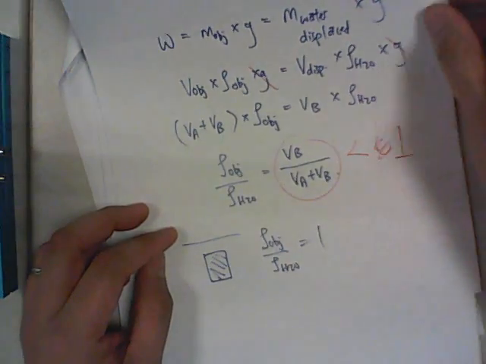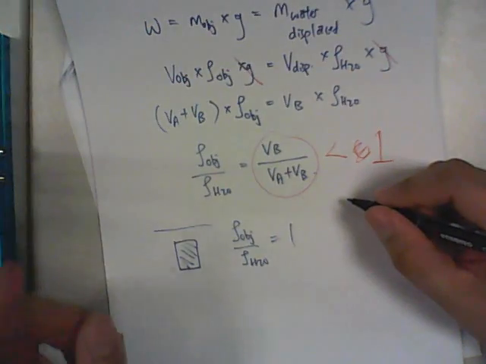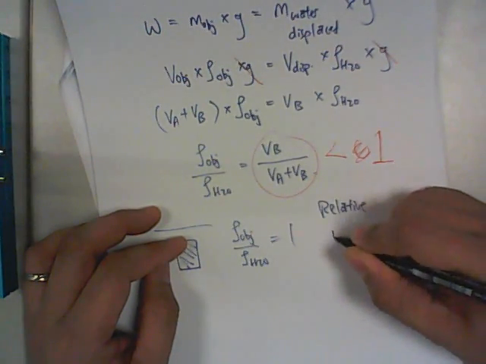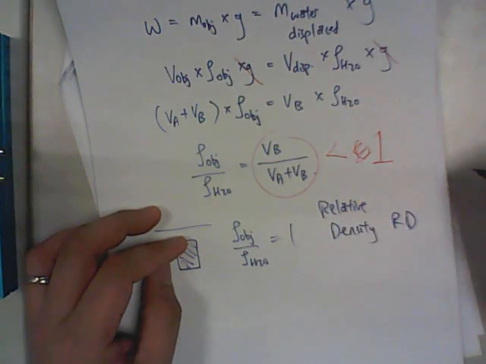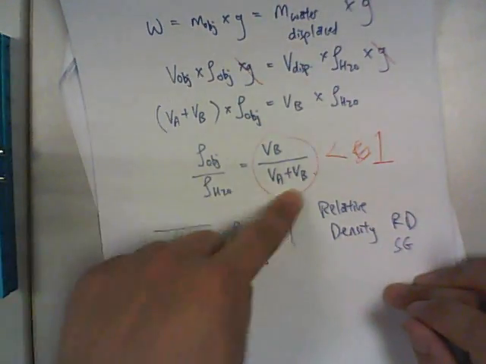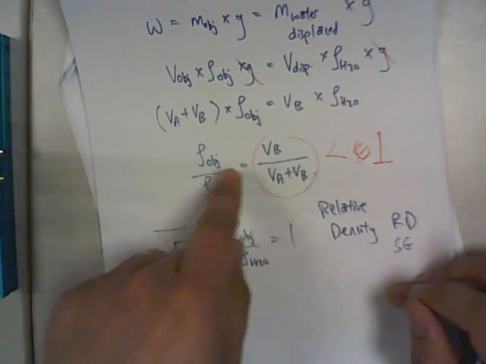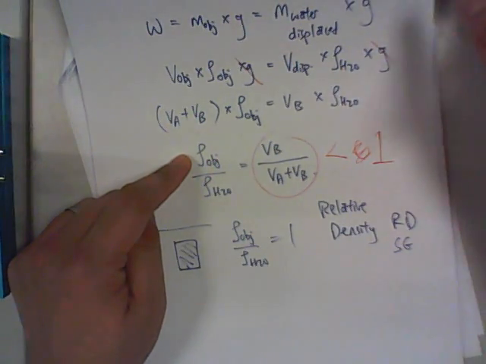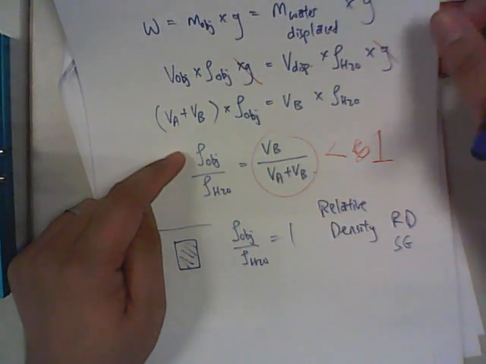And it just so happens that it reminds us of a property that we discussed very initially, relative density, RD, or specific gravity, SG. Both are the same. So this ratio will actually give you the relative density of the object. So that's the thing that you can take away with you.